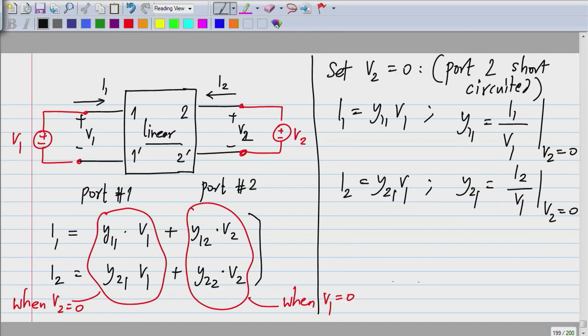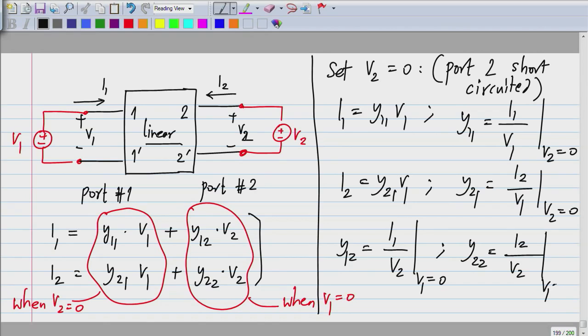Similarly, it's also very clear that Y12 can be measured by setting V1 to 0 and measuring I1. You measure I1 by V2 with V1 equal to 0. When V1 equals 0, this part goes away and Y12 will be I1 divided by V2. And similarly Y22 will be I2 divided by V2 with V1 set to 0. I hope this is clear.